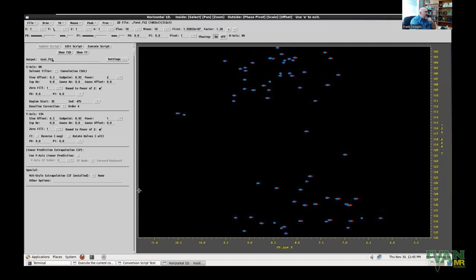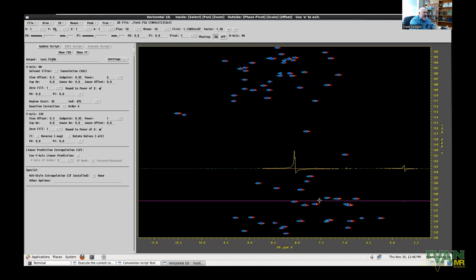Okay, so here's the result. And there are two things that I see. One is that the peaks are not phased, right? They're positive on one side and negative on the other.